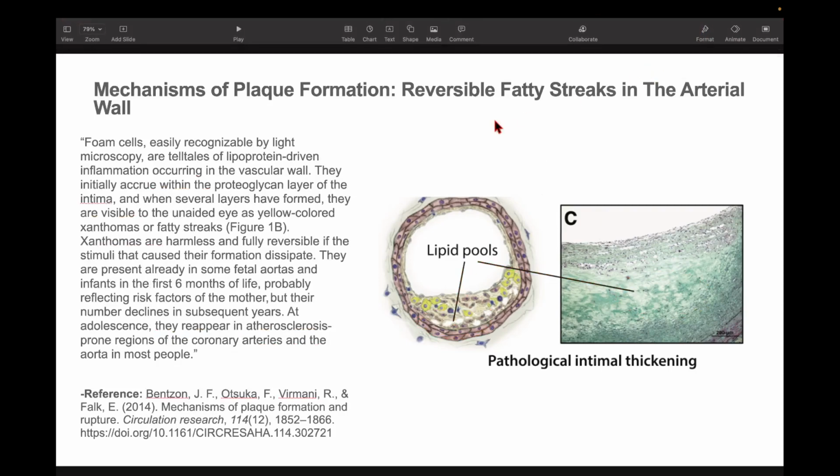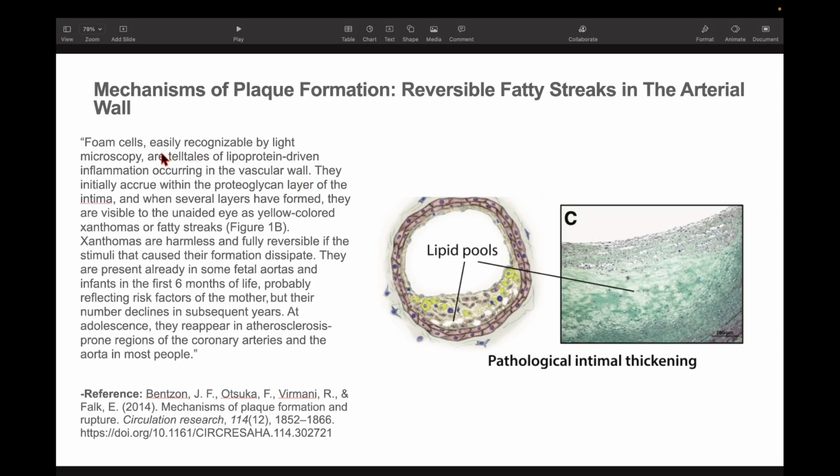Next thing they talk about here is the reversible fatty streak in the arterial wall. You can develop a fatty streak in the arterial wall, and it doesn't necessarily mean there's a problem. It can be reversed, and we're going to read the quote in a second. That's just the fatty buildup in the vessel. However, once you start getting tons of immune cell infiltration and whatnot, the process becomes, I think, a little bit harder to reverse.